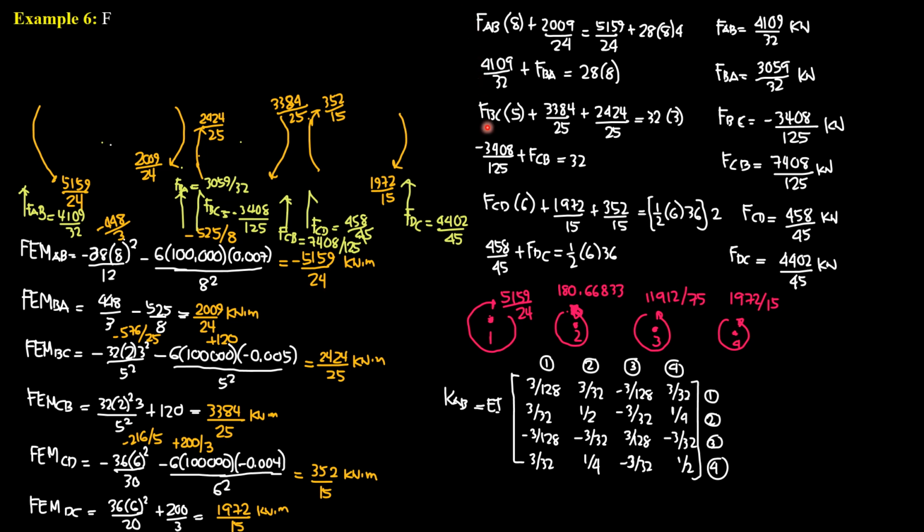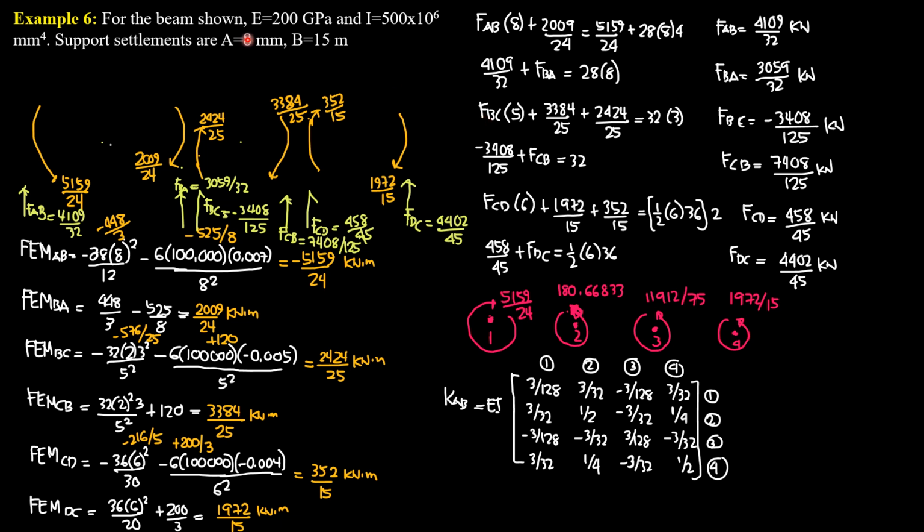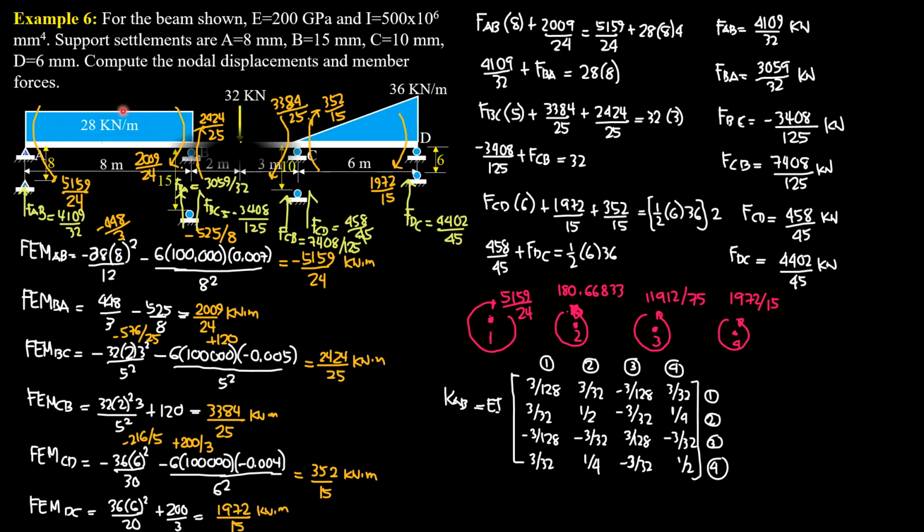Students, here is another sample problem video on indeterminate beams with settlement solved by matrix approach. For the beam shown, E is 200 gigapascals, I is 500 times 10 to the 6 mm to the fourth. Support settlements are A 8 mm, B 15 mm, C 10 mm, D 6 mm. Compute the nodal displacements and member forces.